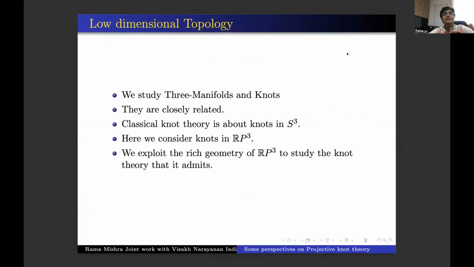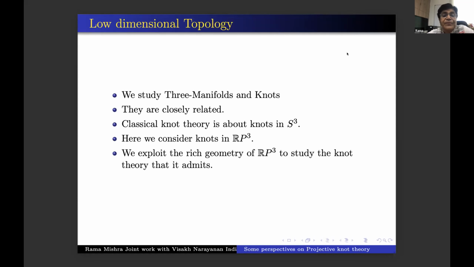In low dimensional topology, we are accustomed to studying three manifolds and knots, and the theory of knots is related to the theory of three manifolds and vice versa. Classical knot theory is the most common, which we have been studying for a long time. They are studying knots in the standard three sphere, S3. And a lot of people are studying knot theory in other three manifolds.